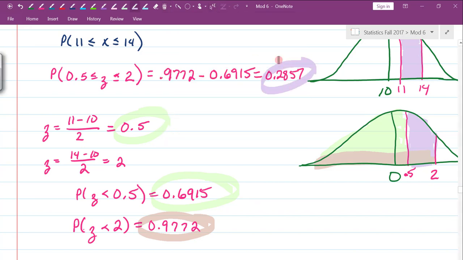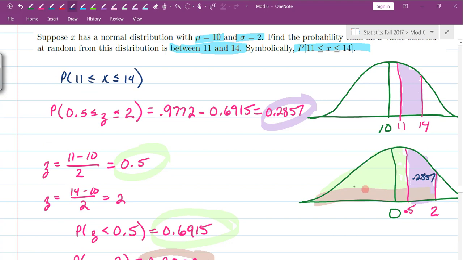Okay, so 0.2857. Now, scrolling right on up, these are mirror images of each other. This is the standardized distribution representing this data right here. So we know that the area under the curve right here is 0.2857, just like this area right here. So we know that this is equal to 0.2857. Okay?